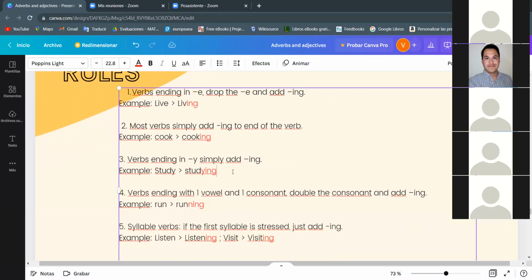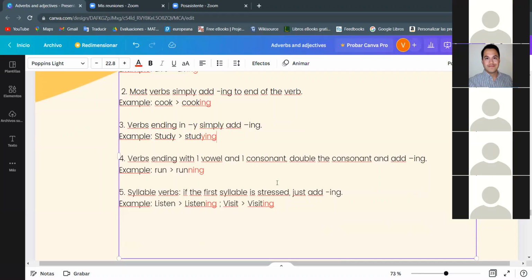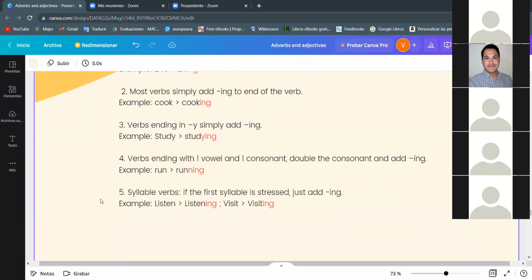You're welcome. Okay. Marcos, can you help me with number 5, please? Two syllable verbs, if the first syllable is stressed, just add ing. Example, listen, listening, visit, visiting. Thank you. All right. So syllables.